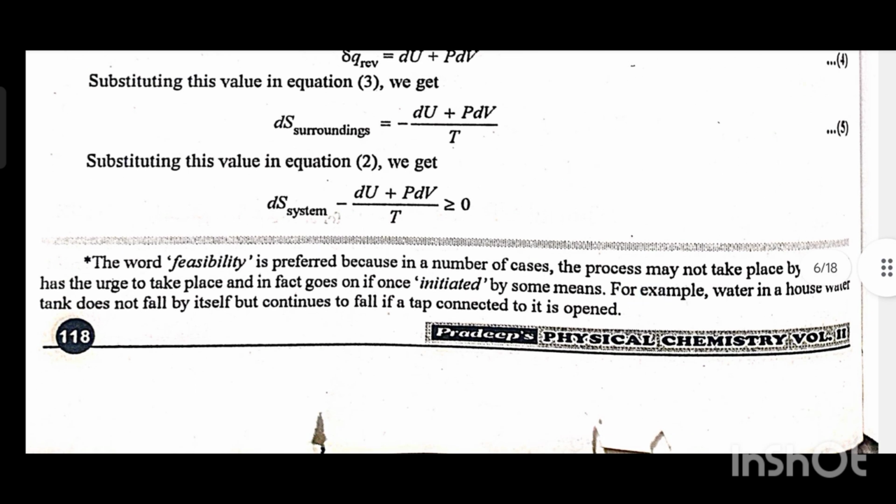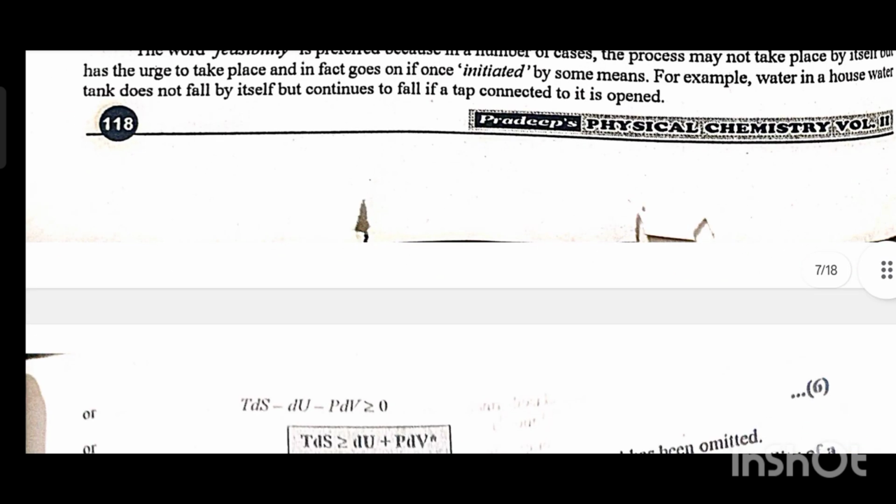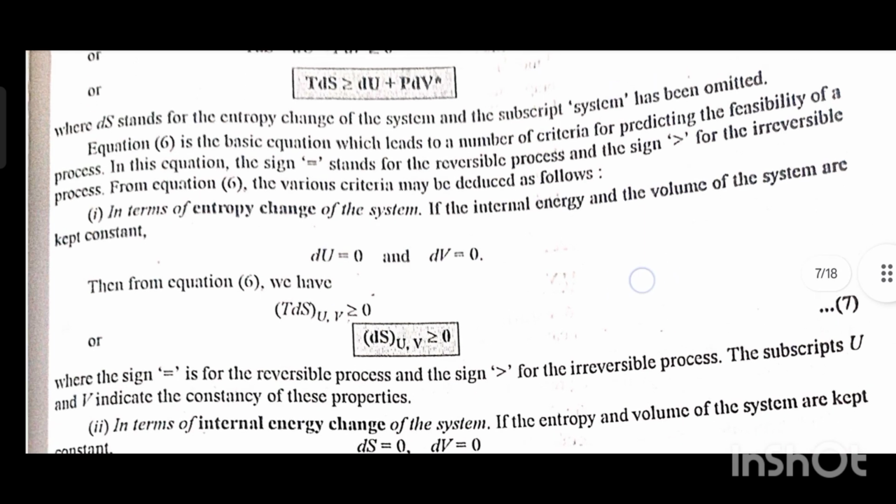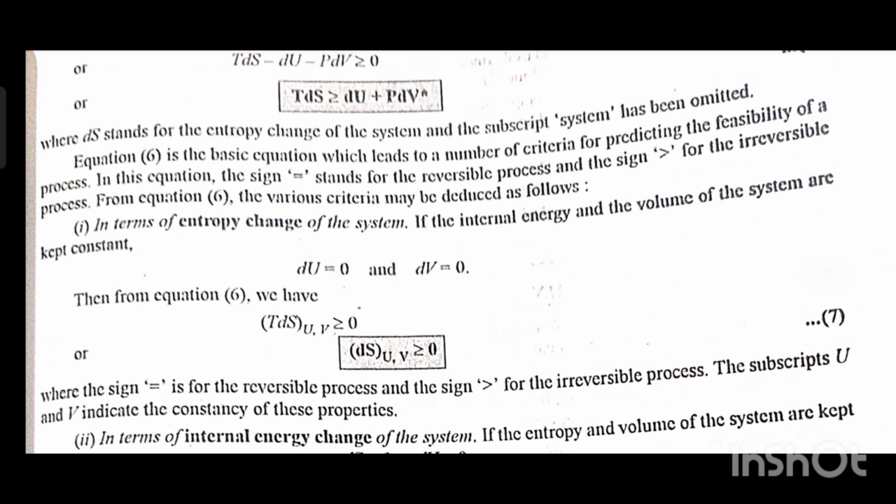that is equation 5. Substituting this value in equation 2, we get dS system minus (dU plus PdV) upon T is greater than or equal to 0. TdS minus dU minus PdV is greater than or equal to 0, that is equation 6. TdS is greater than or equal to dU plus PdV, where dS stands for the entropy change of the system and the subscript system has been omitted.